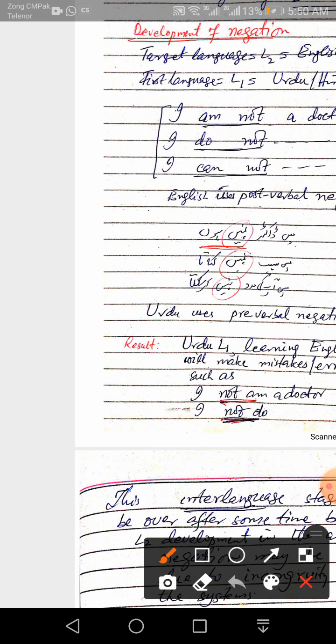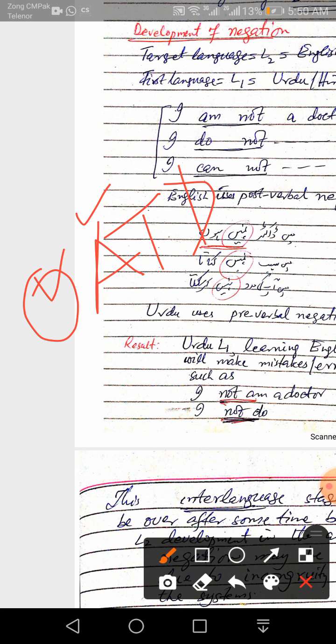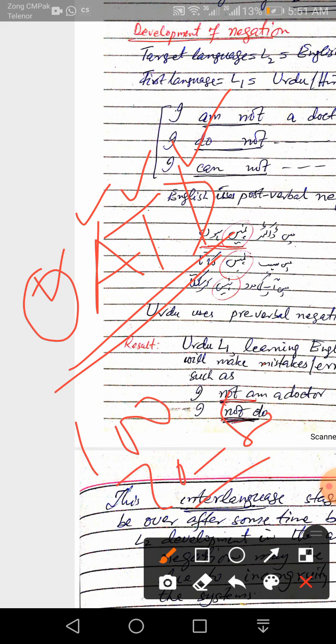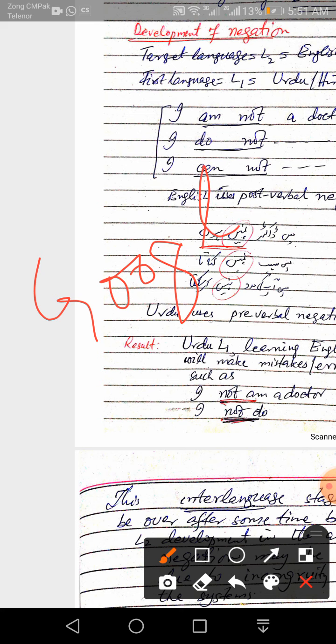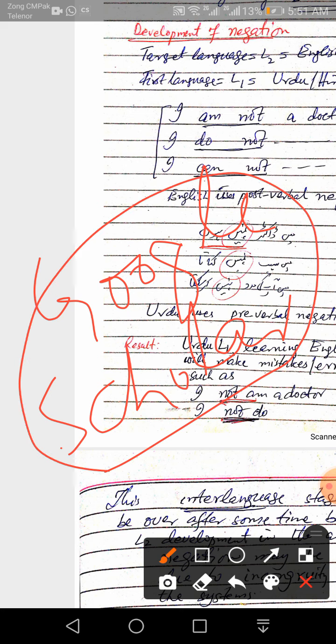There is another website, OATD, Open Access to Theses and Dissertations. Here you can find publications, theses. A thesis is a bigger piece of report, so it may contain 100 pages or 70 to 80 pages, and you can even read these published theses. Then you can visit Google Scholar. This is another specific search engine, and here you can type the word interlanguage or error analysis, and you will find some web pages, and you can read them.